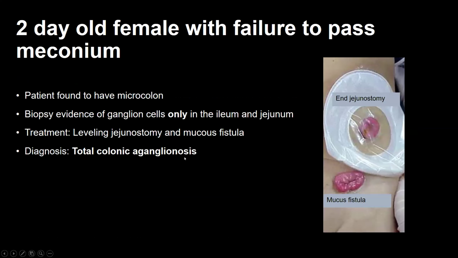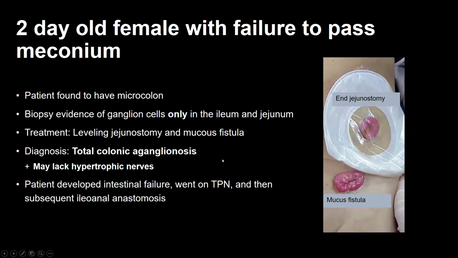This patient obviously has a diagnosis of total colonic ganglionosis, and this, of course, may lack hypertrophic nerves. The patient subsequently developed intestinal failure and went on TPN and then had a subsequent ileoanal anastomosis as they allowed the bowel to grow. And so here you can see the jejunostomy and a mucus fistula that happened at the time of surgery.